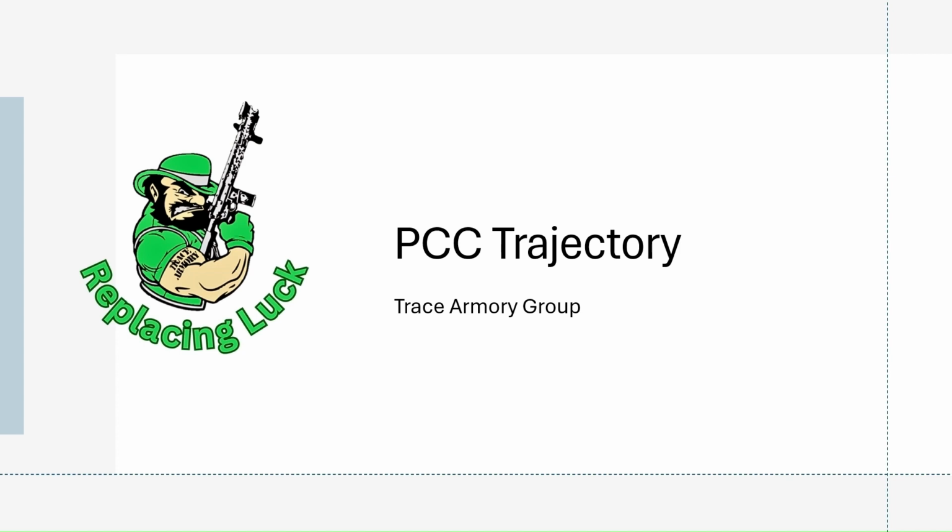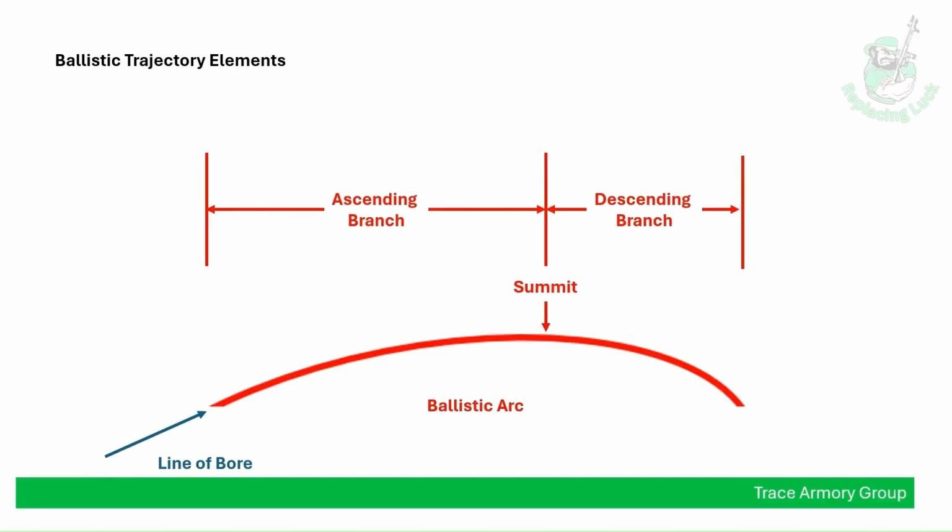We're going to talk about pistol caliber carbine sight-in, and we're going to get into trajectory and the elements of what trajectory is. First part of this is going to be the fundamental elements of a ballistic arc we have here. As you can see, we have the summit, which is the highest part of the ballistic arc. We have the line of bore, which is the blue line to your left. That is the direction your barrel is pointed in.